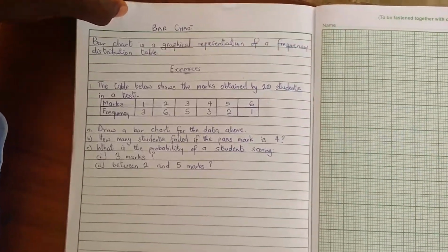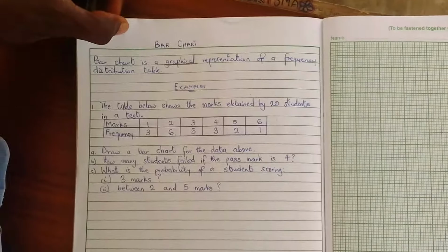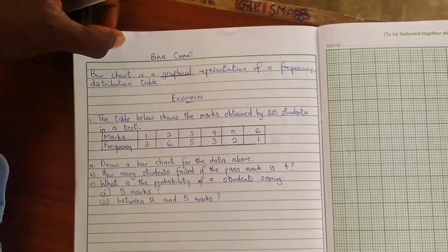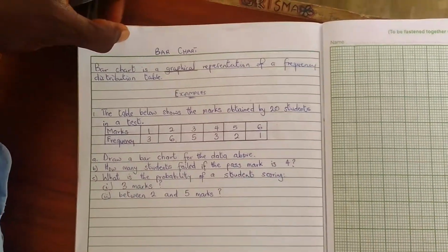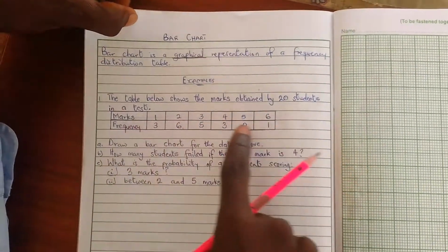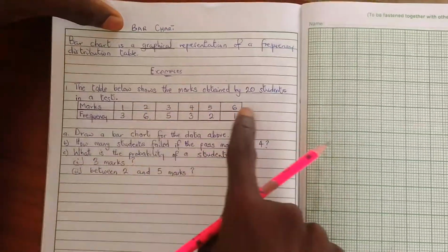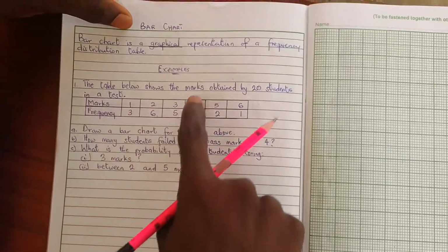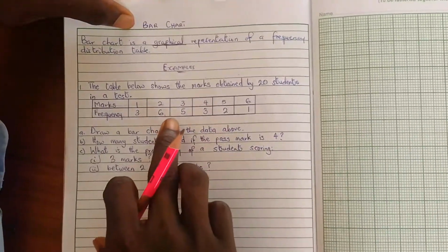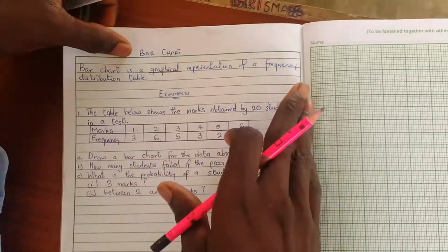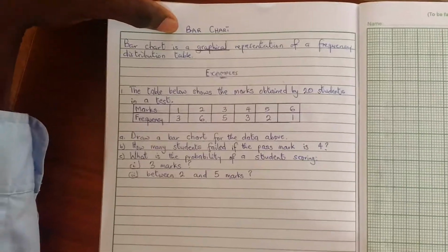Now somebody will ask, where will I position the vertical axis or the horizontal axis? The position of the vertical and horizontal axes will be determined by the frequency table. When you look at this table, we have only 6 items, which are 1, 2, 3, 4, 5, 6. So we can position our vertical line either on the first thick line or the second thick line.